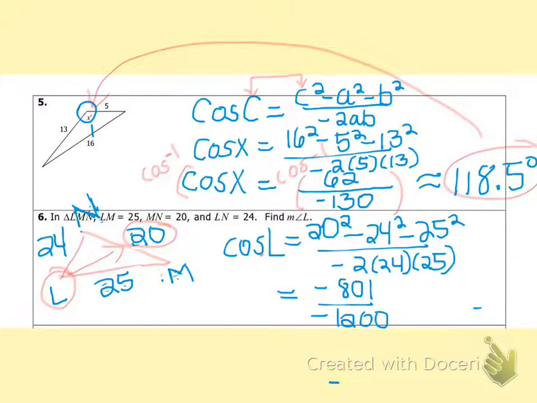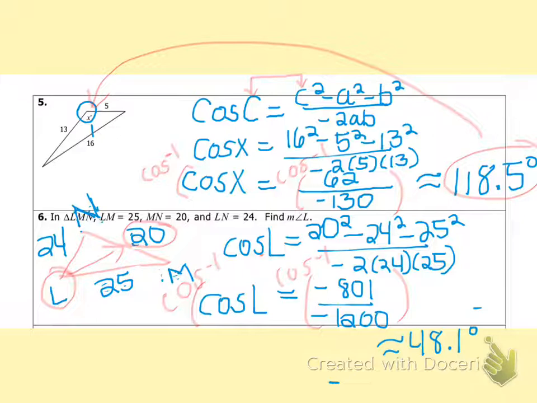And that final step then is to get rid of the cosine so that we just have L, so we're going to do the inverse cosine of that. Inverse cosine of negative 801 divided by negative 1200 gives me about 48.1 degrees. If you think back on the triangle, that makes sense because this is definitely the smallest side, so this angle should be the smallest angle, and 48.1 is a smaller angle.